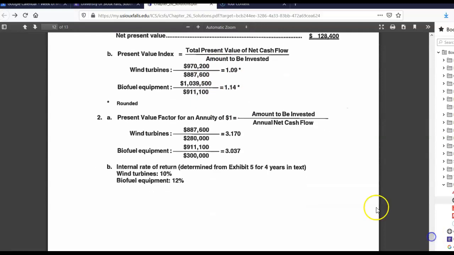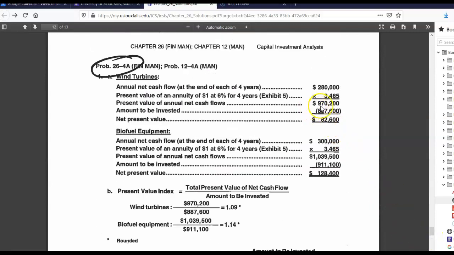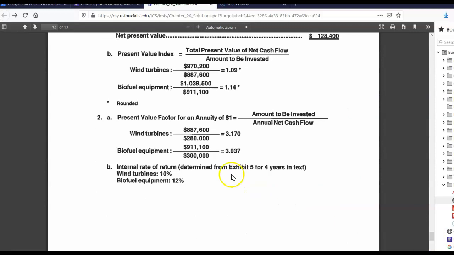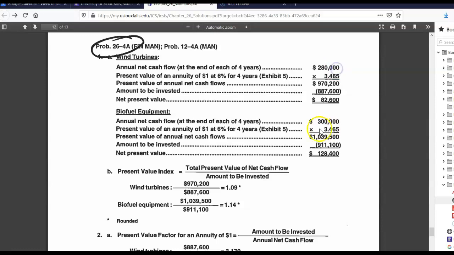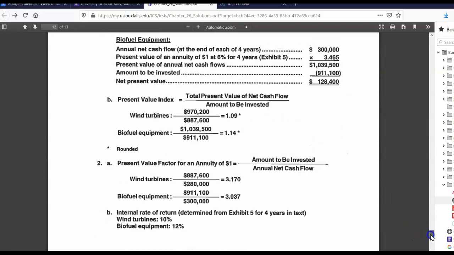But part 2, it says calculate the factor. All right, well, cash payback, amount to be invested, 887,600 or 911,100 divided by the annual cash flows. And in this problem, it was 280 and 300. So the wind turbines will pay itself back in 3.17 years. The biofuel equipment will pay itself back in 3.037 years, or these are the factors.